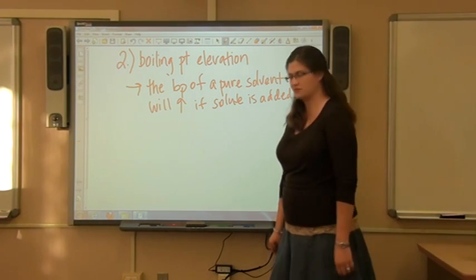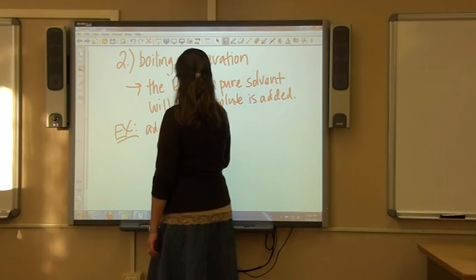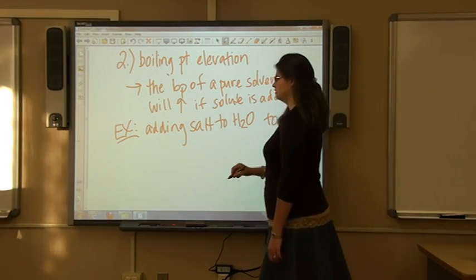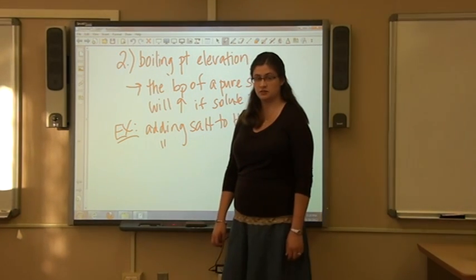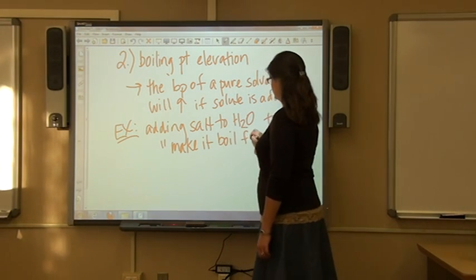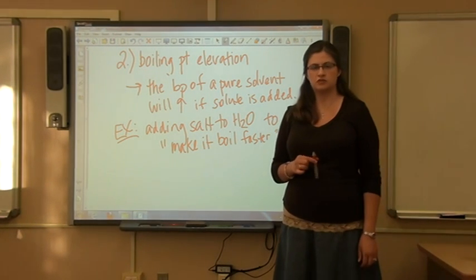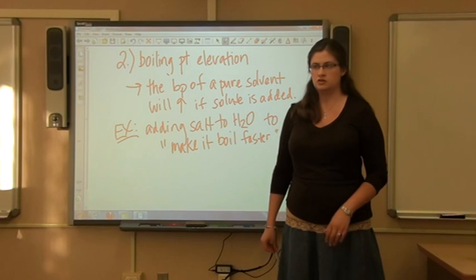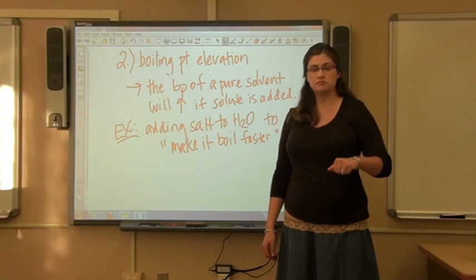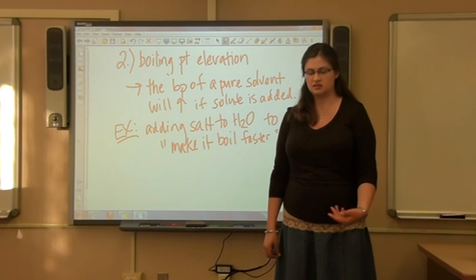The most common example of this is when you add salt to your water to, I'm going to put this in quotation marks, make it boil faster. So how many of you do this? Let's say you're making macaroni and cheese, or you're making spaghetti, or you're making lasagna and you need to soften the noodles. You put your water in your pot, put that on the stove, and you sprinkle a little salt in because you think, oh, my mom always told me that I should add salt to make the water boil faster.